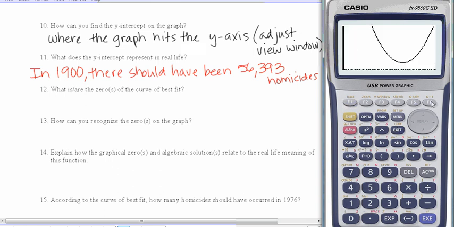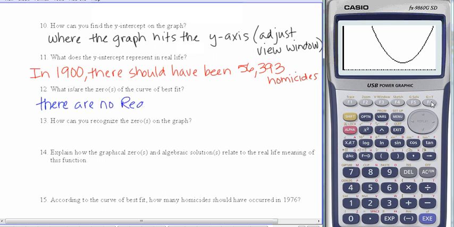Where does this hit the x-axis? It doesn't hit the x-axis. So there are no real zeros. Okay, this is a quadratic. It would have 2 imaginary answers in there.